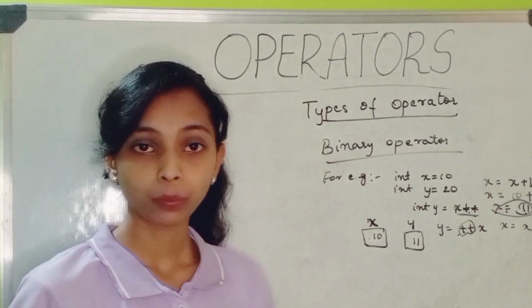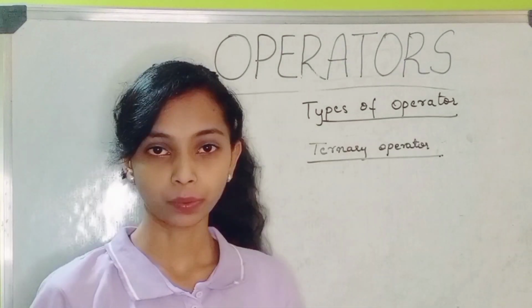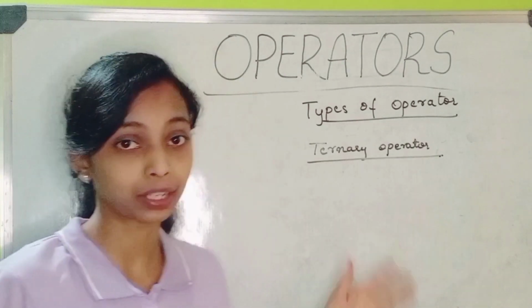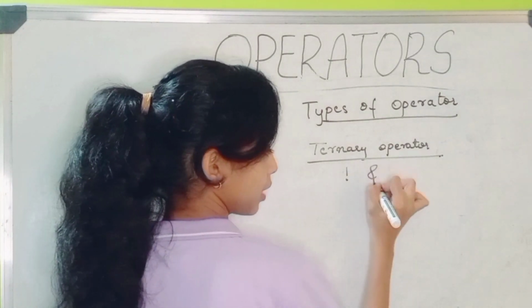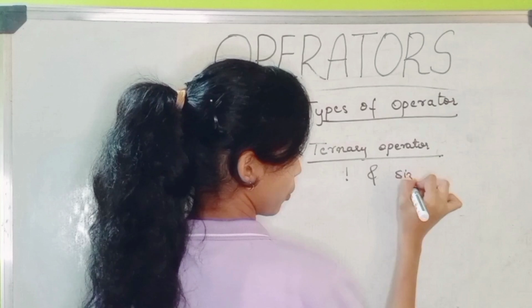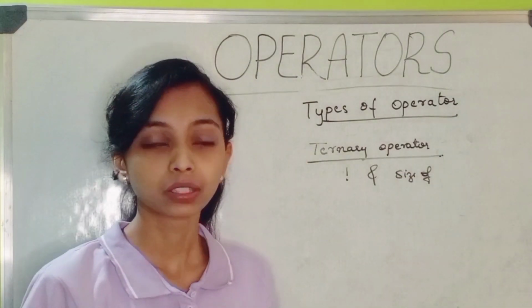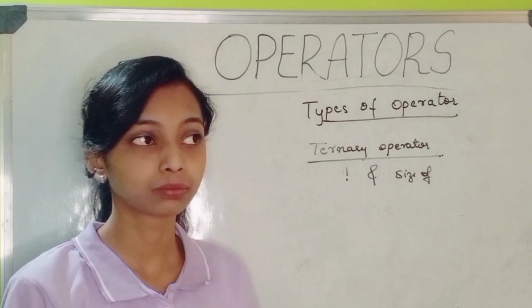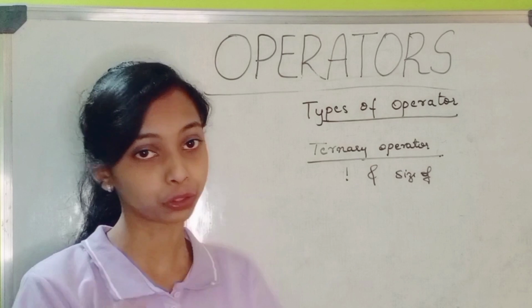This is about the binary operator. Next, let us see the ternary operator. What is this ternary operator? As I told you, we have different kinds of ternary operators: logical NOT, address operator, and sizeof operator. The logical NOT is used to convert a true value into a false value and a false value into a true value.